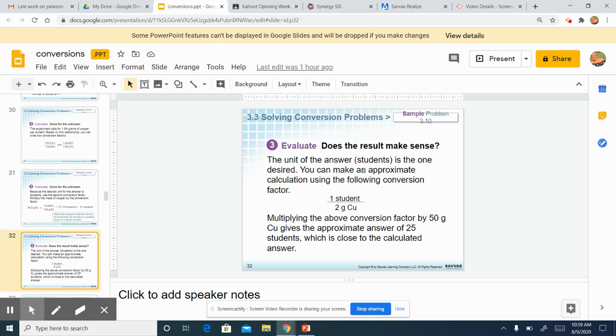And this says the unit of the answer is the one desired. You can make an appropriate calculation using the following conversion factor. Multiplying the above conversion factor by 50 gives the approximate number of 25, which is close to the calculated value. And it does make sense.